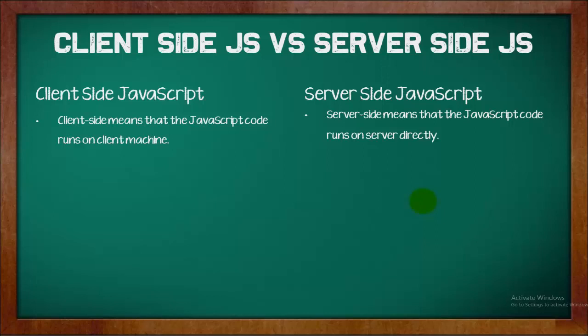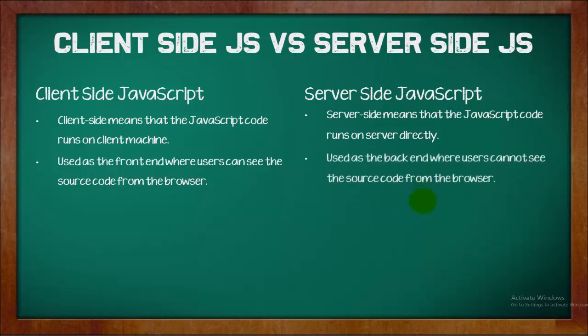I hope you understood this. The second one is that it is used as a front end where the users can see the source code from the browser. If I type a JavaScript program in my HTML page and I right-click and view the source code, I can see the JavaScript code because that is client-side JavaScript. But if I type a server-side program in the backend, the users cannot see the source code. Whatever I type in the server-side JavaScript, the file cannot be seen because it will be hidden from the user.